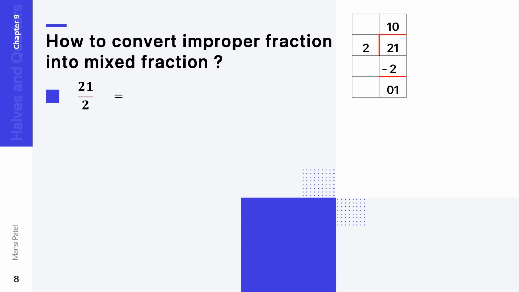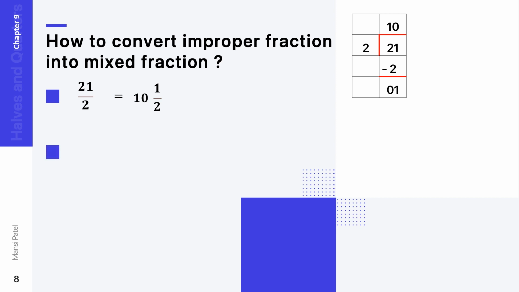21 divided by 2. 2 ones are 2. 2 minus 2, 0. 1 comes down. Now this 1 is smaller than our divisor. So we have to write down 0 in the quotient. So now our answer is 10. We have to write down first quotient, then remainder, and then divisor. So we can say that 10 integer 1 upon 2.